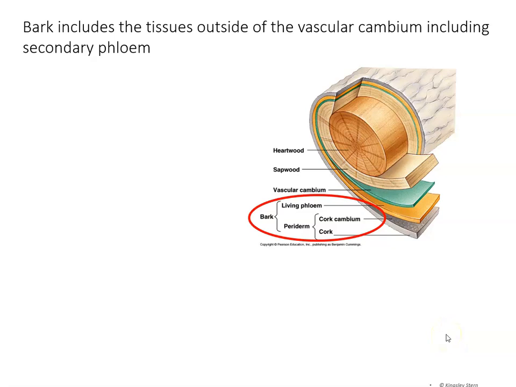And finally, the bark of the tree includes the tissues outside the vascular cambium, which include the secondary phloem. So again, this isn't the primary phloem that would be when the plant was young and starting to grow, but formed later in its life as it matured.